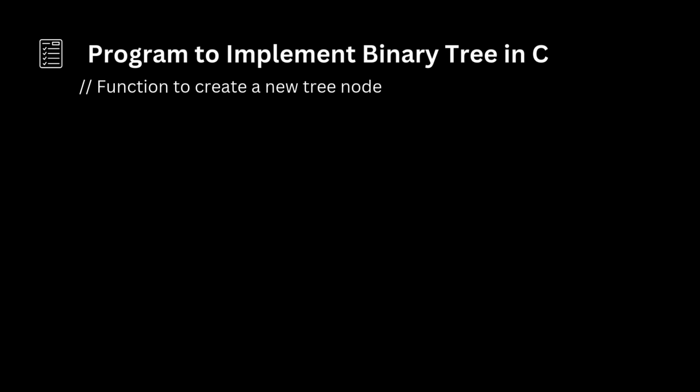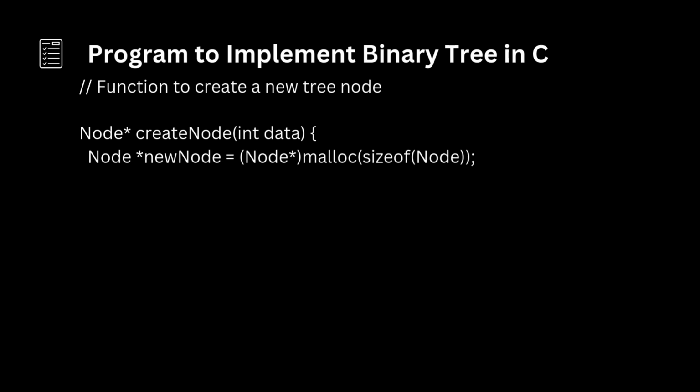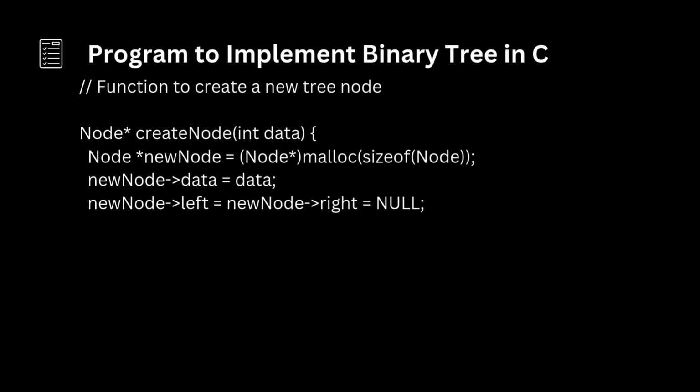Let's write a function to create a new tree node. This is the function to create a new node with the given data. This line allocates memory for a new node and casts the pointer to the node. It sets the data field of the new node. It initializes the left and right child node pointers to NULL, indicating no children. This returns the pointer to the newly created node.